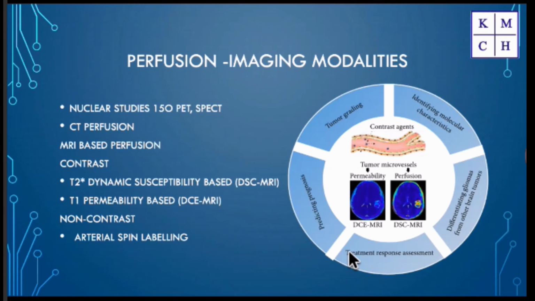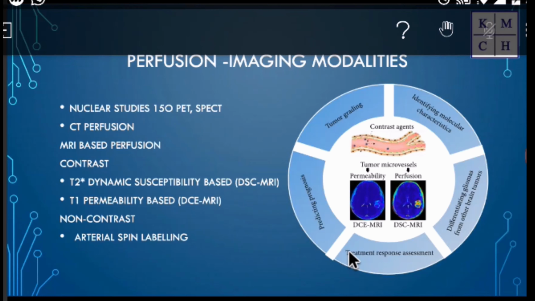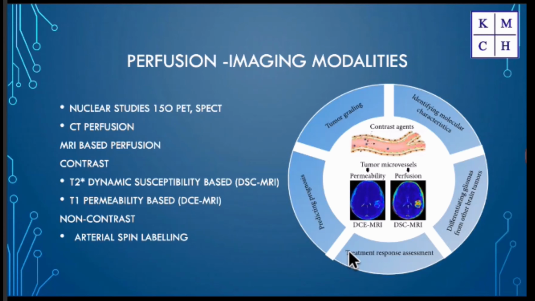So what are the imaging modalities that we have for assessing perfusion? The gold standard has always been nuclear medicine using heavy water, oxygen and SPECT. We started doing a lot of CT based perfusion, which is direct quantification, before shifting to MR based perfusion, which can be done by a couple of methods using contrast. The commonest and the most standardized is the T2 star, also called the dynamic susceptibility based MR perfusion. And the second, a not so standardized recent technique, is the T1 permeability based technique.